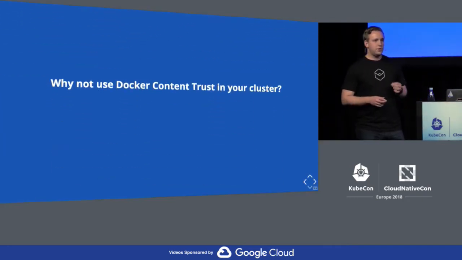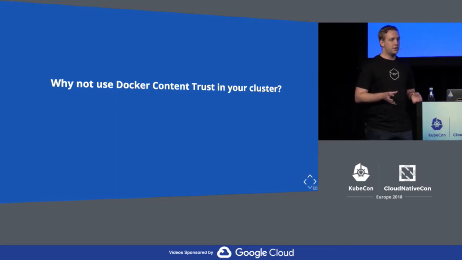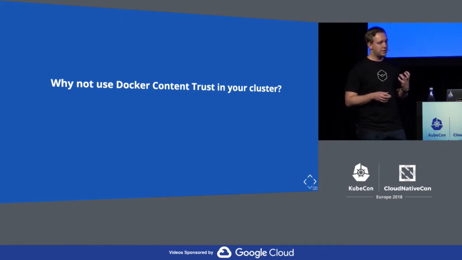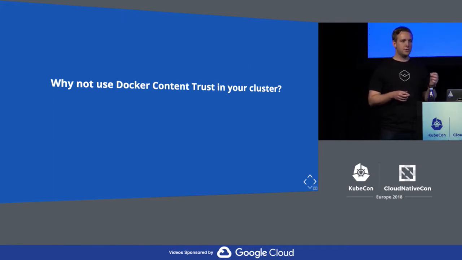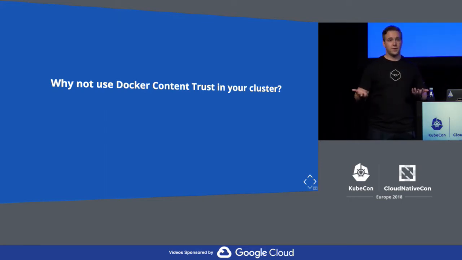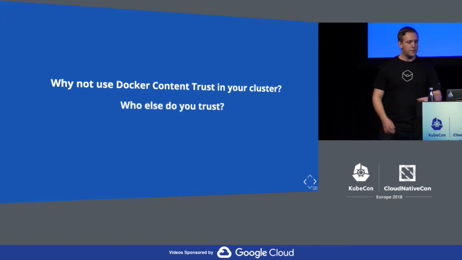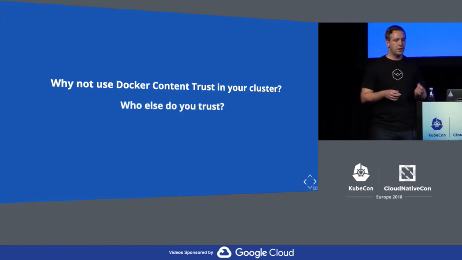Now, why not just use Docker Content Trust as it comes in your cluster? You can go onto your cluster workers and restart the Docker daemon just with the flag to force Docker Content Trust to be turned on. The big problem with doing that is that Docker Content Trust is an on or an off option. If it's on, everything has to be signed. If it's off, it doesn't verify anything. But what if there's other people that you trust?